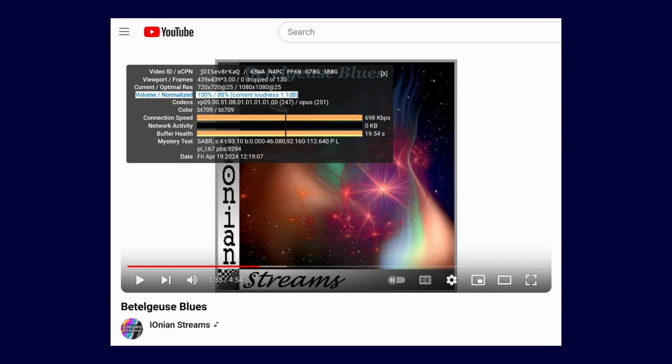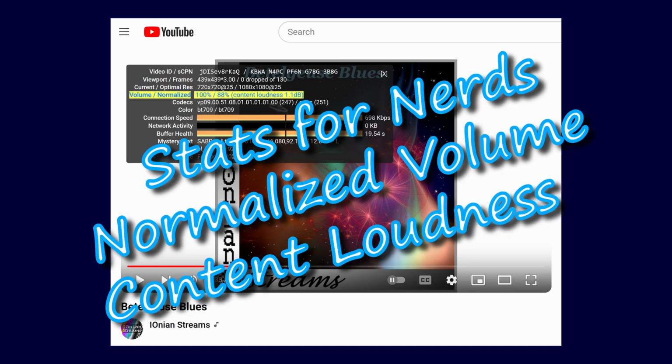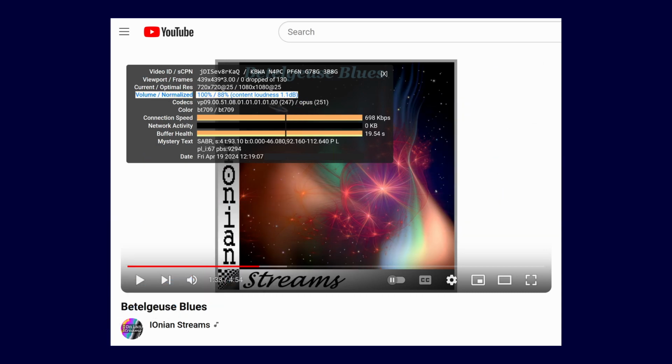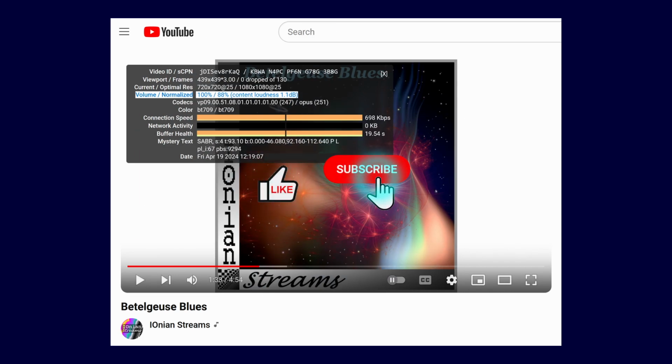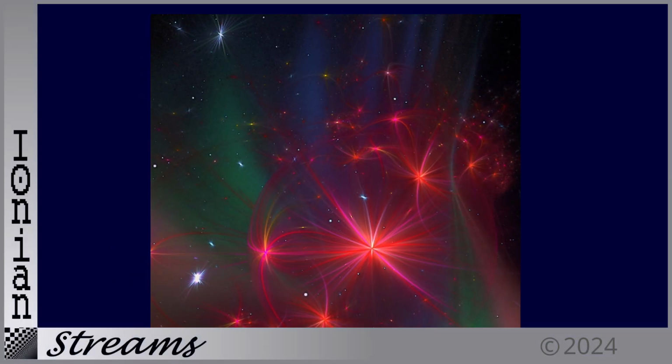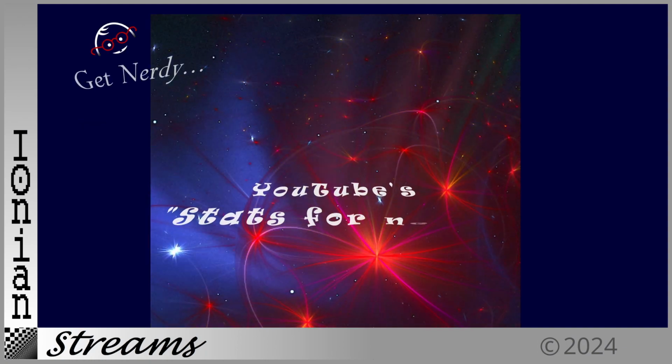A close look at the volume information in YouTube Stats for Nerds will help you achieve the right levels for your audio. We'll look at YouTube's target or reference level, normalized volume, and content loudness. We'll also learn how to calculate the LUFS volume for any video on the platform, and even how to predict what volume YouTube will play your video's audio before you upload your video. So, grab your calculator, and let's get nerdy with YouTube's Stats for Nerds volume data.